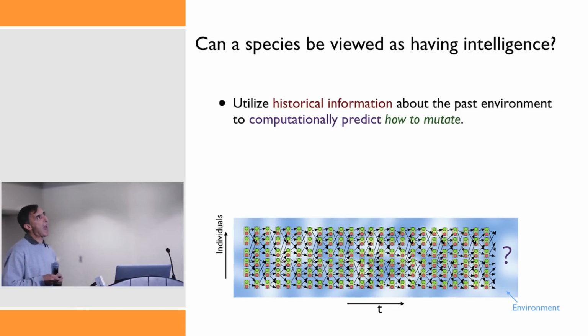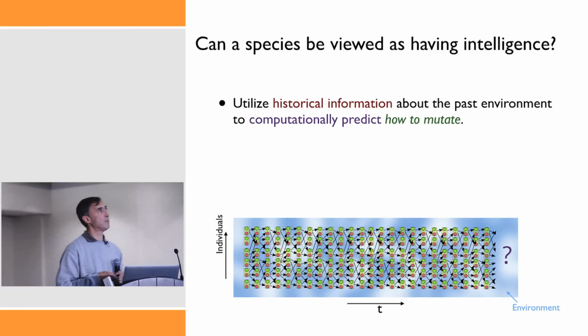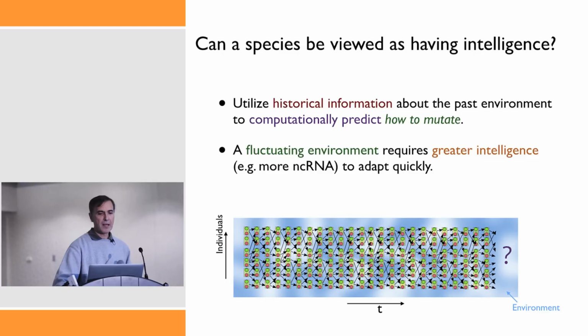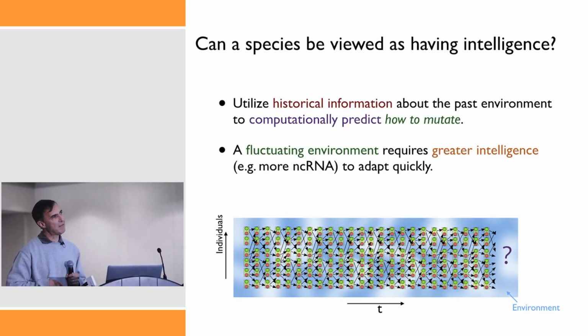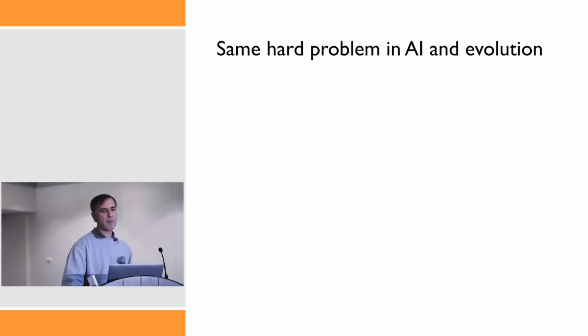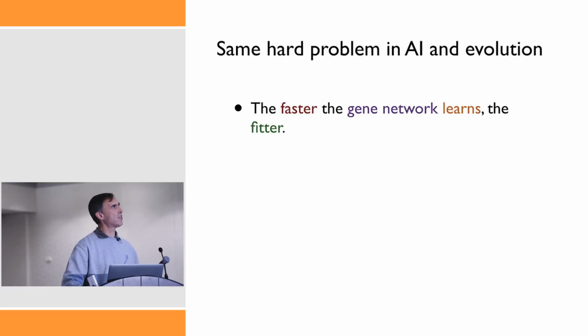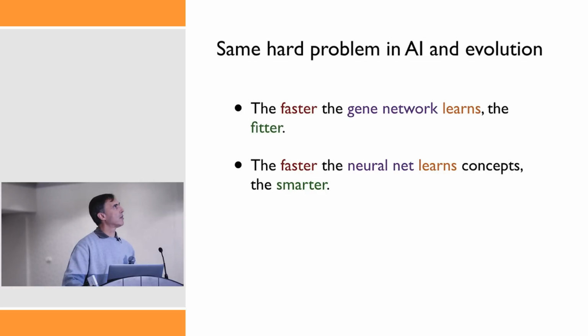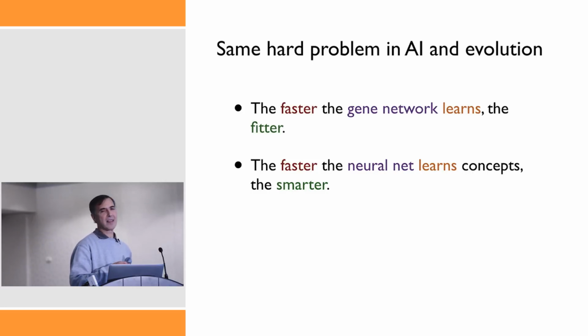So basically, can it have intelligence? Because it utilizes historical information about the past environments to computationally predict the future, how to mutate, right? And you would expect a fluctuating environment would require greater intelligence. If the environment's constant, it's not a hard problem. But if the environment's challenging, it's changing all the time in a correlated way, then you're going to have to be smart on how you mutate. So it's really the same problem as in AI, where you see that the faster the gene network learns, in a sense, the fitter it's going to be, right? So that's the same as the real neural nets that learn concepts. And the more quickly they learn concepts, the smarter they are.